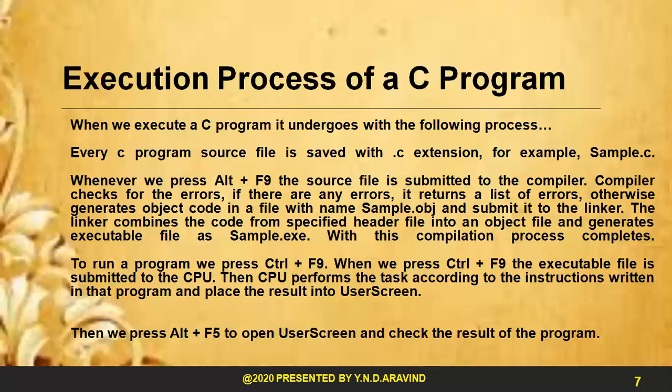Then what do we need to do? We need to run the program by pressing Ctrl F9. When we press Ctrl F9, the executable file is submitted to the CPU. Then the CPU performs the task according to the instructions written in that program and places the result into the user screen. Then we press Alt F5 to open the user screen and check the result of the program.